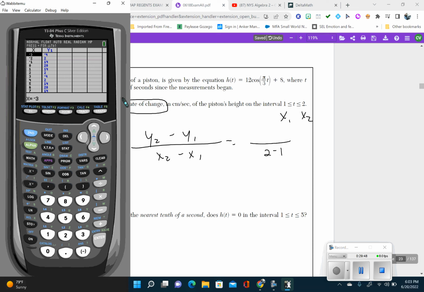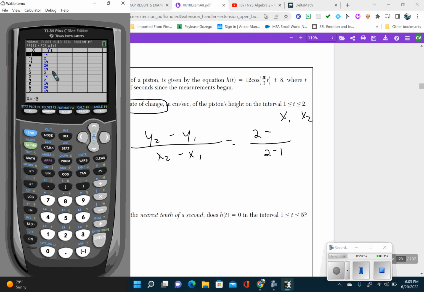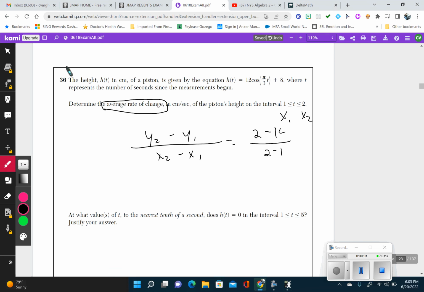my calculator. I'm going to look for the number that's opposite the 2. The number that's opposite the 2 is a 2, so I'm going to put the 2 here, minus the number that's opposite the 1, which is 14, so I'm going to put the 14 here. 2 minus 14 is equal to negative 12, and negative 12 divided by 2 minus 1, which is 1. The calculator would give you this as your answer, and you would be right.